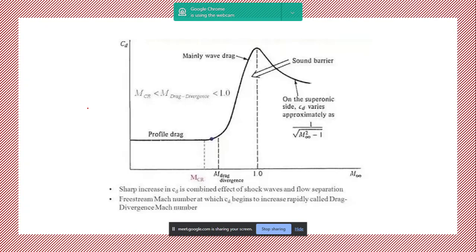Correct. Absolutely. So this was the graph that I was referring to. This is the point where at some point on the airfoil you have supersonic flow, and your drag divergence Mach number, like he mentioned earlier, is the point where the drag rapidly starts increasing to the maximum, which is at Mach 1. So this is the relation: MCR is less than M drag divergence is less than Mach 1.